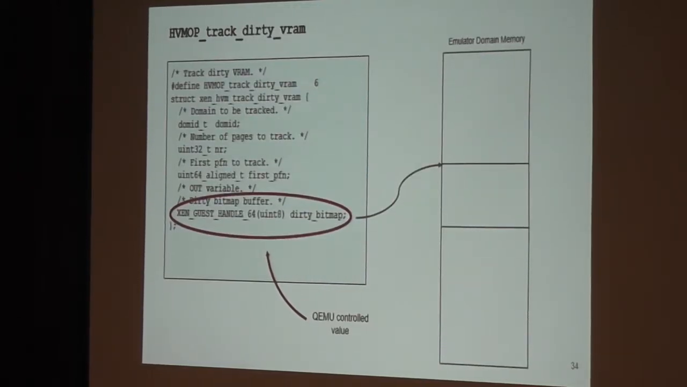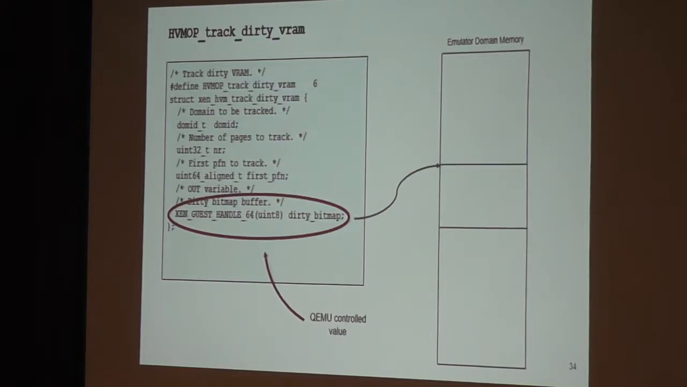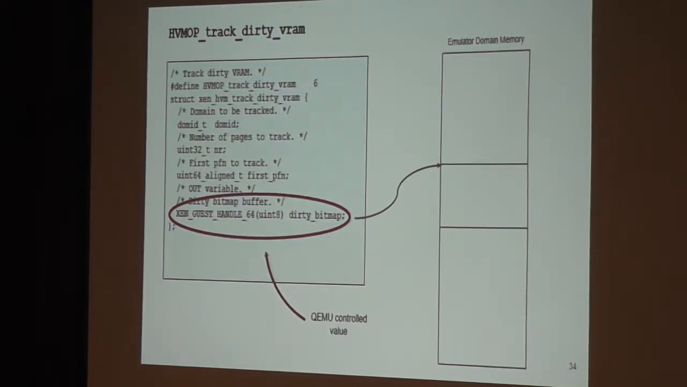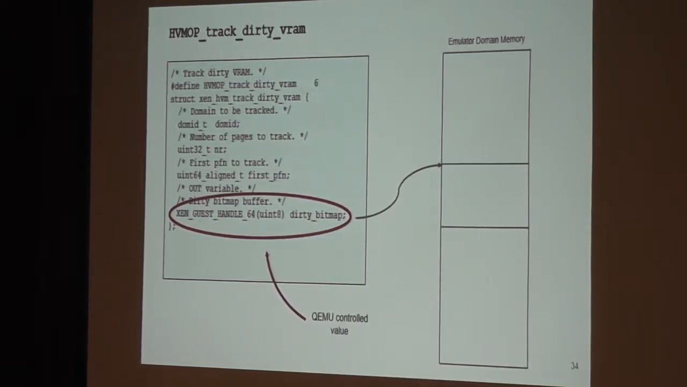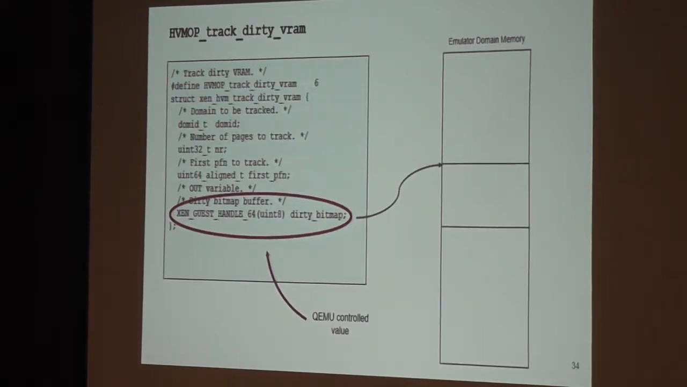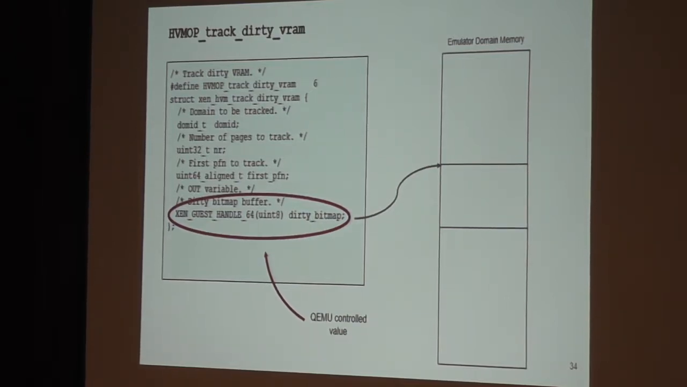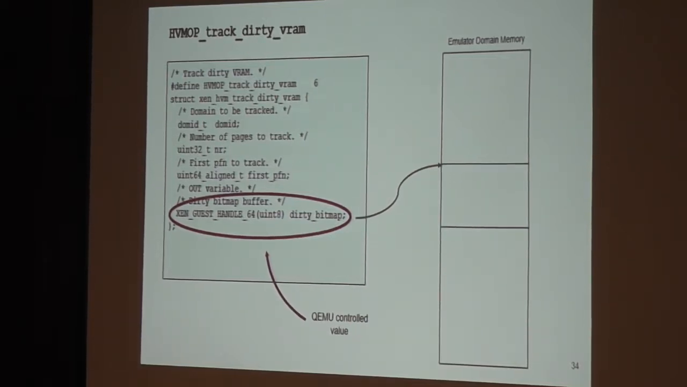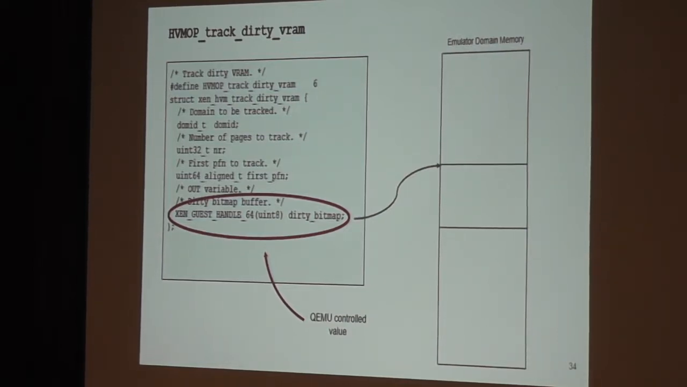So if we look at one particular hypercall, this is called the track dirty VRAM hypercall. This is typically used by QEMU to track updates to the guest frame buffer, so it knows exactly which areas of the screen have changed, so then it doesn't have to scrape the whole of the VRAM to update the VNC frame buffer. But one of the things that this hypercall contains is a pointer to a dirty bitmap, and that's in QEMU's memory space. And there's no auditing essentially on that hypercall. So that dirty bitmap could be filled in with any value you like. It's a QEMU controlled value.